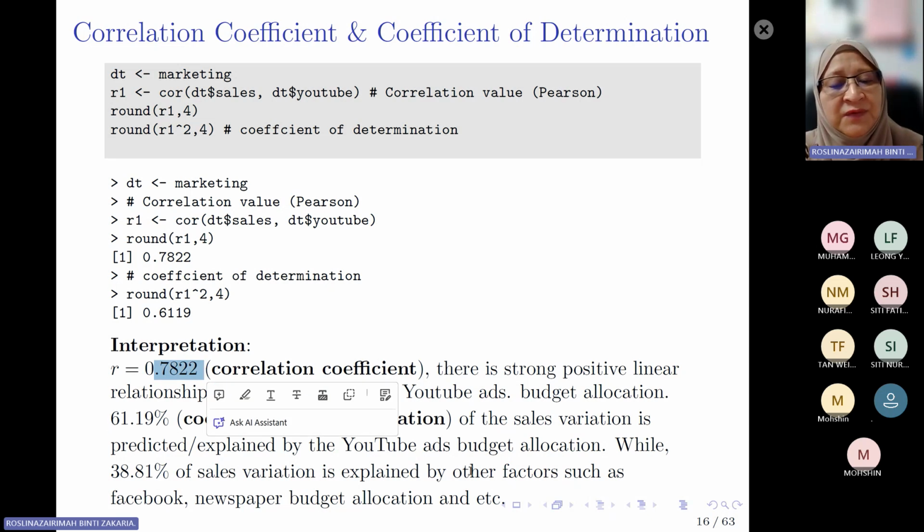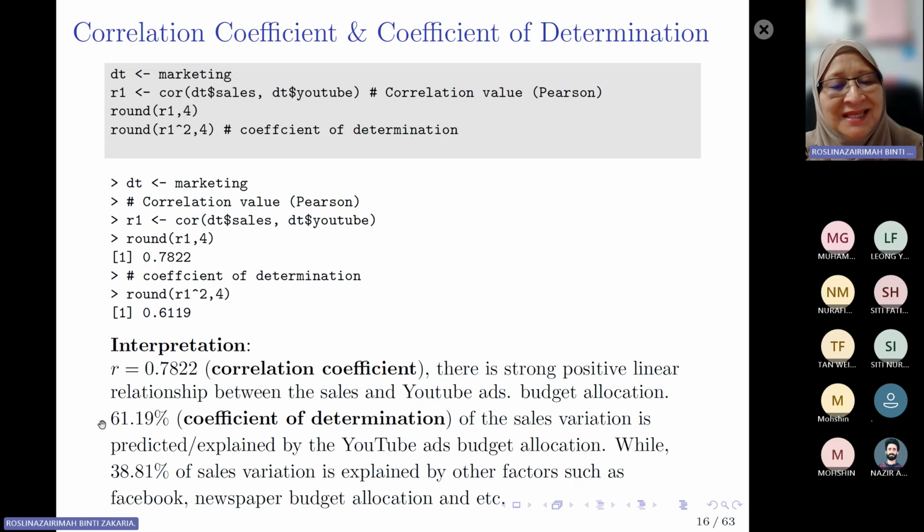Whereas for the coefficient of determination, we change it into a percentage. What we got is 0.6119, but when we want to interpret, we need to change it into a percentage. Then you say that 61.19% of the sales variation is explained by the YouTube ads budget allocation. Then you do 100% minus 61.19%. The other variation is due to other factors such as Facebook, newspaper budget allocation, and so on.